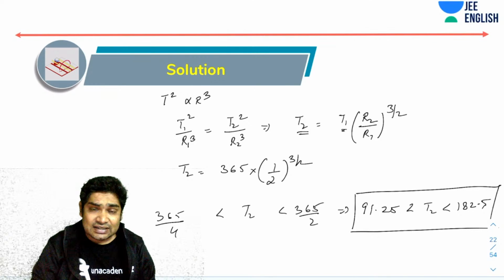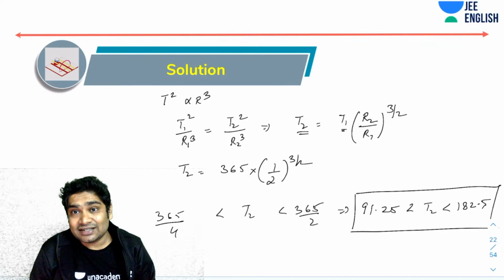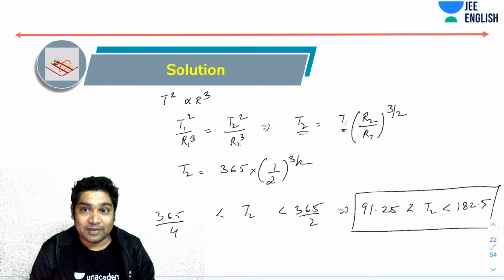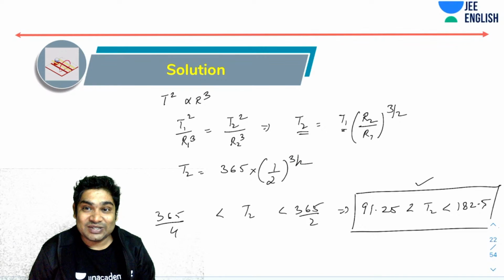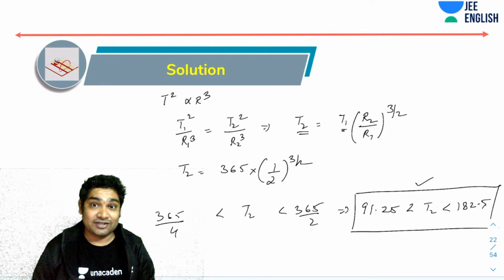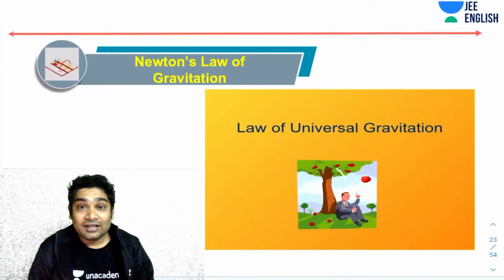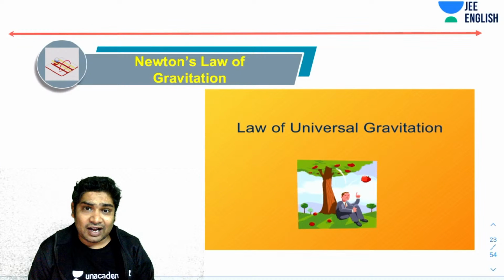Whenever you have such a problem, you realize that calculating 2 to the power 3 by 2, you might want to waste a lot of time. Now you can avoid that by using this. So that is how you should approach your mains calculation heavy problems, calculation extensive problems. All right, so that is what I wanted to talk to you about Kepler's laws.